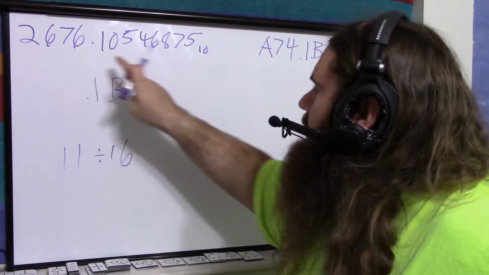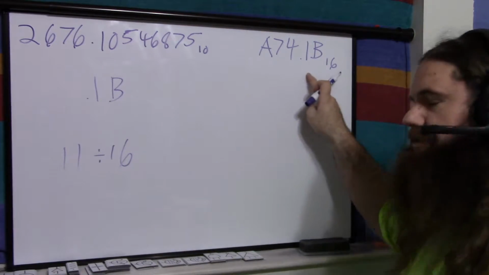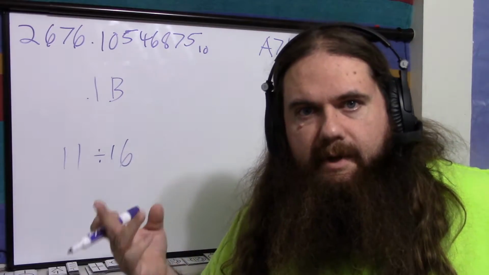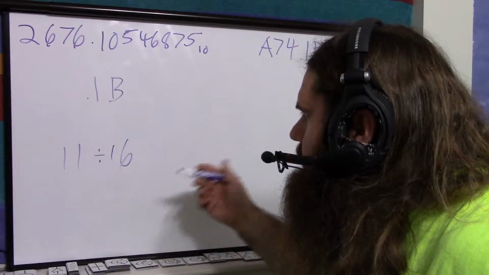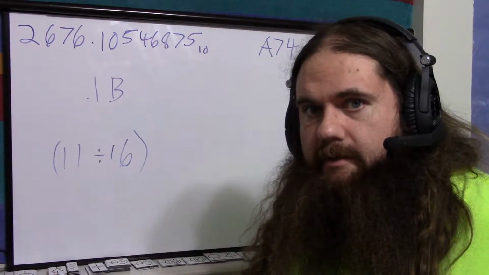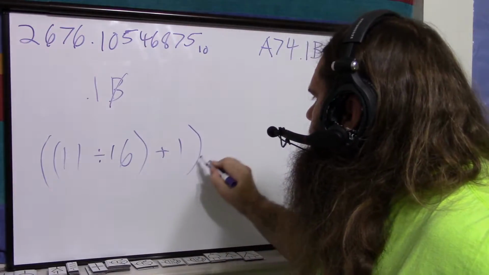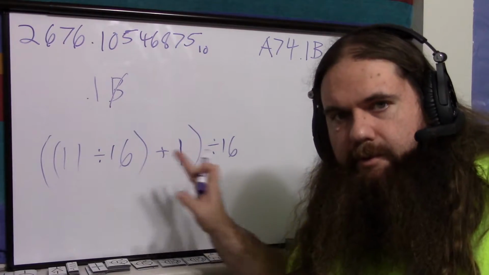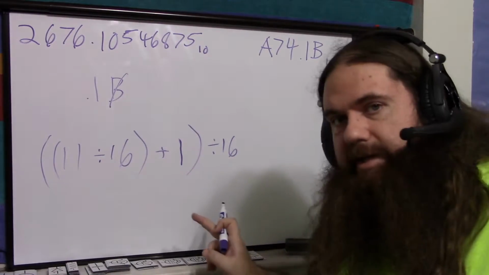Because, see, the top digit is times 1, times 16 to the 0. But the digits over here, every single one of them already includes 16 to the negative 1, 16 to the minus 2. So we have to start with one of those. So 11 over 16, and then, if that was the last digit, we're done. But it's not, so we got to go one more. So we add 1, and then divide by 16. And you have to do the addition before the division. Remember your order of operations. We have to have the extra parentheses because we don't want to divide 1 into 16 yet.